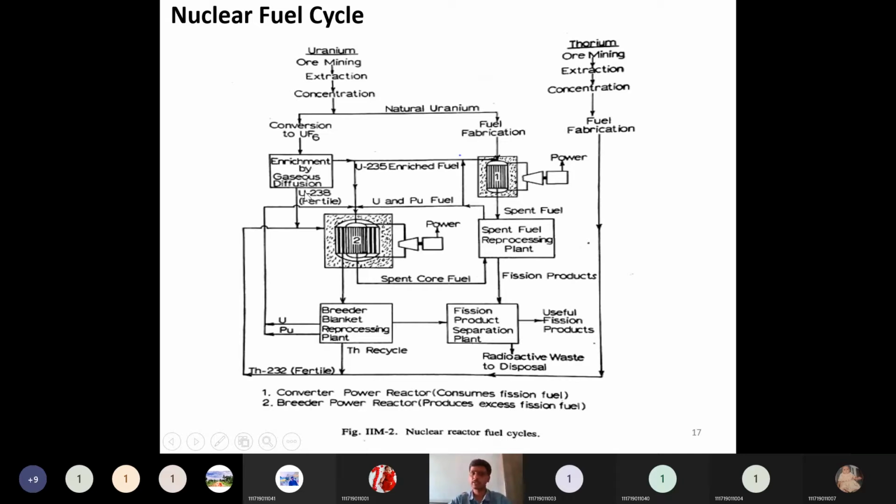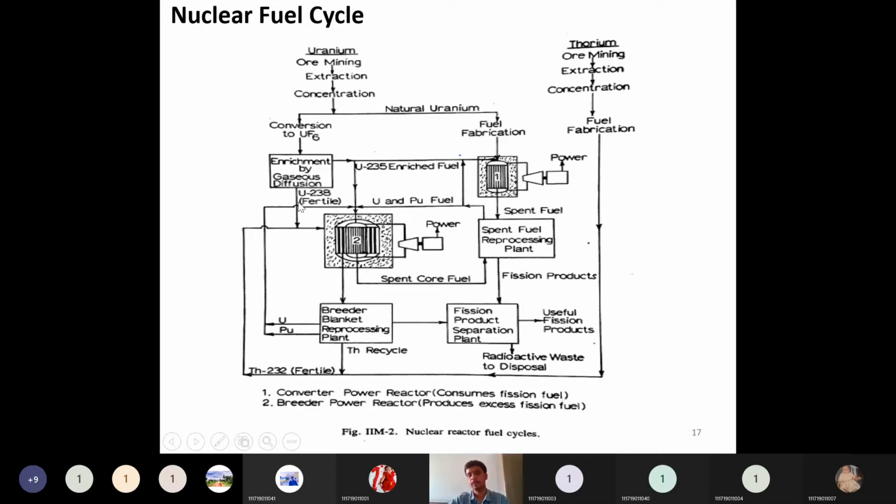is called a converter power reactor, which only operates using the fission fuel. Then the fertile fuel, nothing but U238, will be sent to this reactor, which is a breeder power reactor that can produce excess fission fuel, meaning it can operate on fertile fuels. U238 fertile fuel will be sent to this one. If there is U235, which is a fission fuel, we will send it to reactor 1.